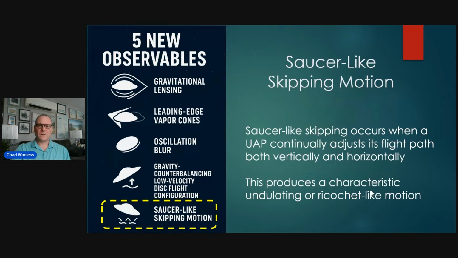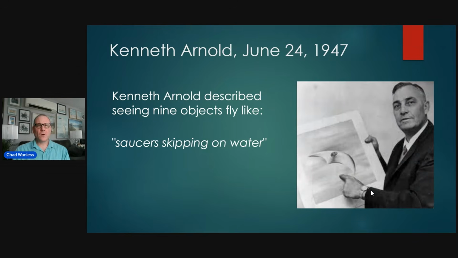So the last one, saucer-like skipping motion. Kenneth Arnold, June 24th, 1947, saw 9 discs or disc-like shaped objects. In this case, he had it drawn up, looked like a boomerang, but he described them as saucers skipping on water.